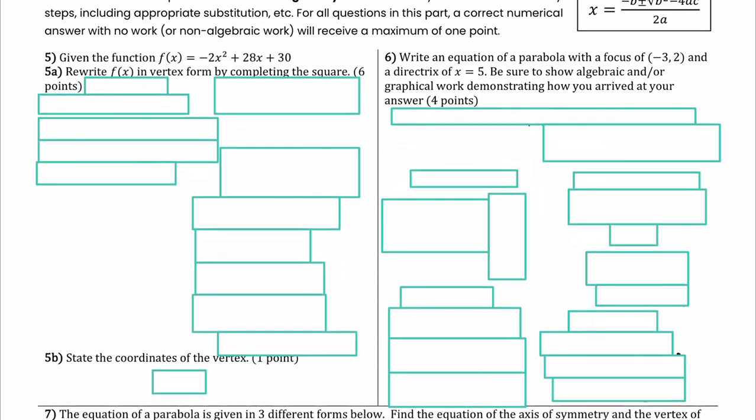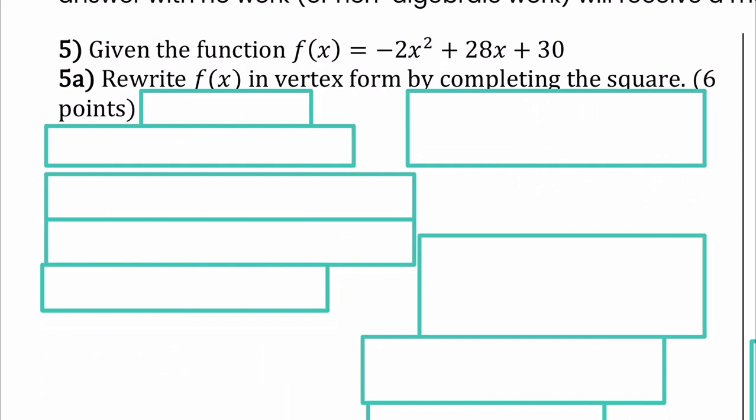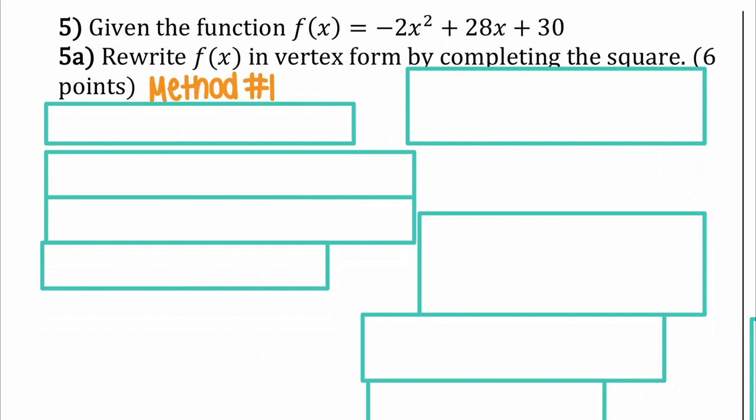Let's look at number 5. Here they tell us, given a function f of x equals negative 2x squared plus 28x plus 30, they're asking us to rewrite f of x in vertex form by completing the square. So again, we've got two different methods. I'm going to go over the shorter one first and then the longer one, but either one is perfectly fine. So method number one is what you would typically see on Delta Math.